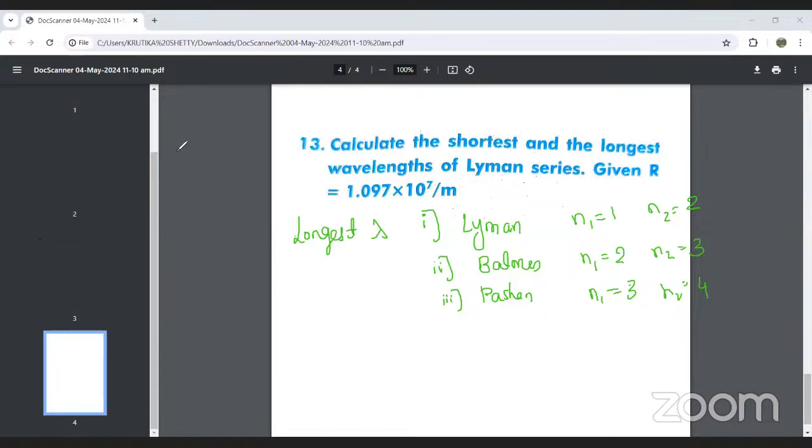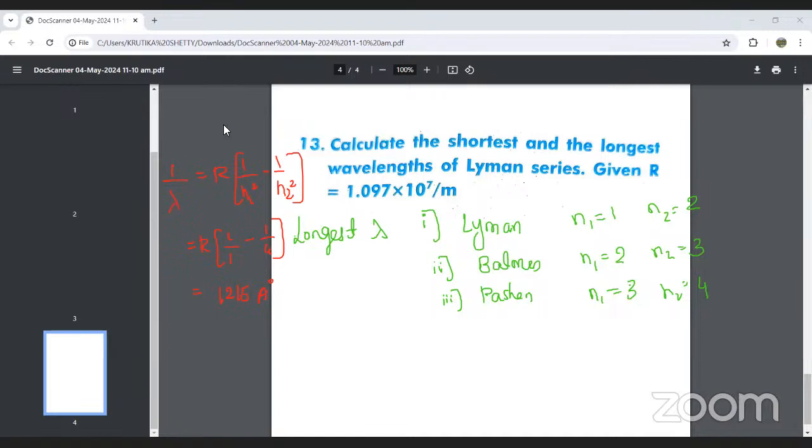So previously we have done two or three questions. So that is 1 by lambda is equal to r into bracket 1 by n1 square minus 1 by n2 square. For the Lyman series, 1 upon 1 square minus 1 upon 2 square is 4. If I simplify for the Lyman series, it is 1215 angstrom. We have already done the longest wavelength for the Lyman series in the previous question.